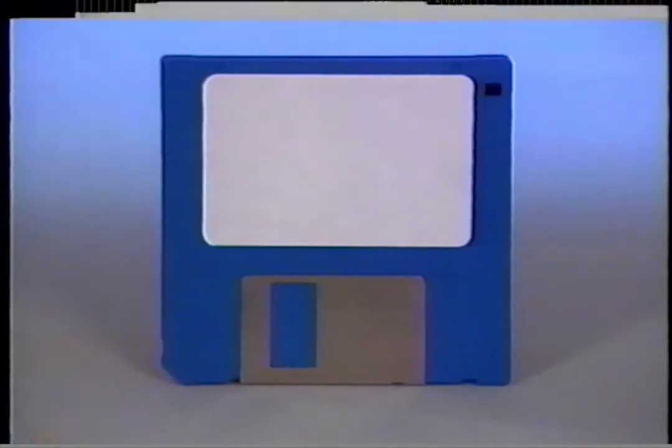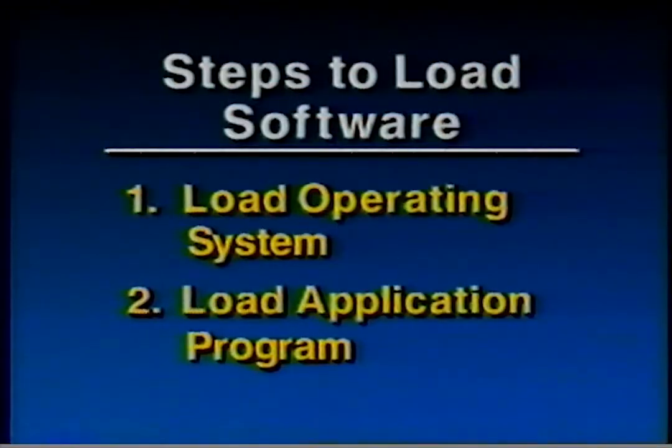As we said earlier, software is simply instructions stored on a disk that tell the computer what to do. But before we can use the software, we must first load or input the software into the computer. To load an application software program, there are two steps. First, we load the operating system. Second, we load the application software. We will begin with the first step, loading the operating system.